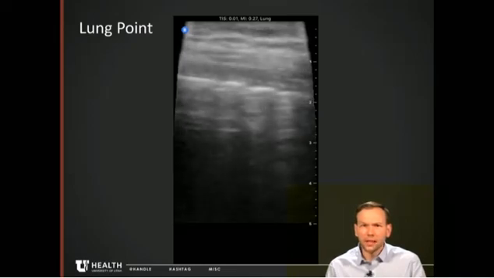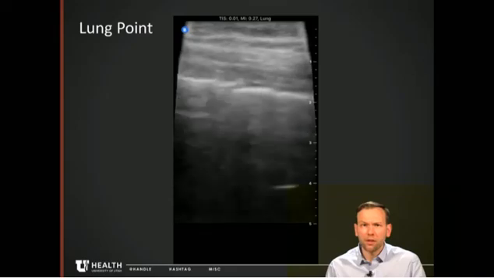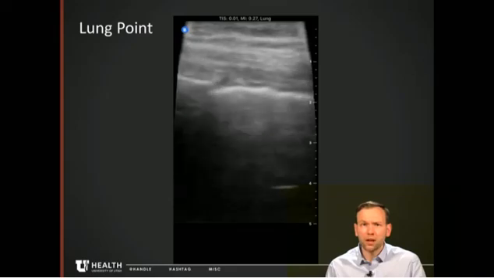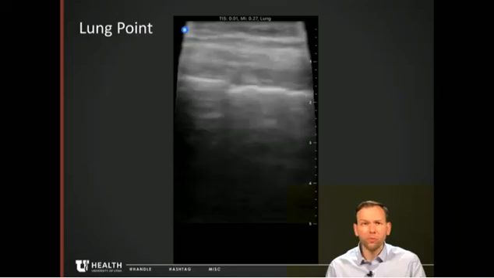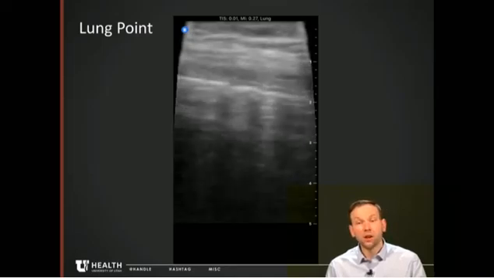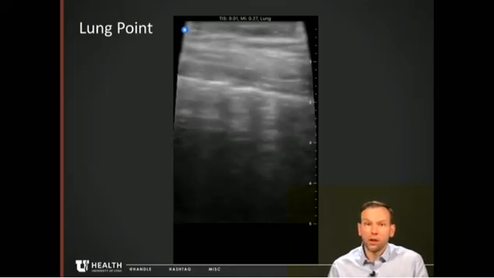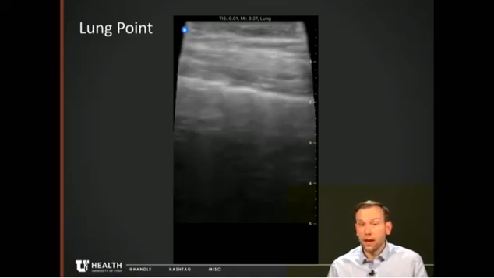So you can see that with each breath, the lung sliding is moving across the screen. Some people call this a curtain sign. It's like opening or closing a curtain on a window. So this finding, rather than lung sliding, is pathognomonic for pneumothorax. And this finding is what buys your patient a chest tube.